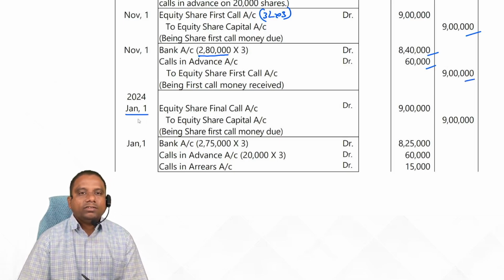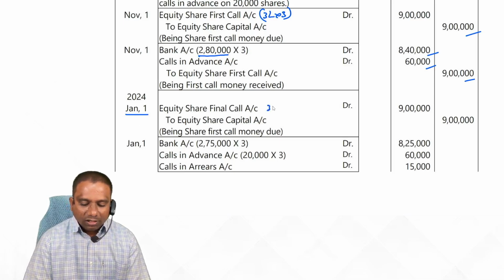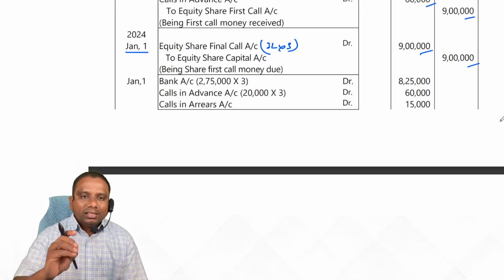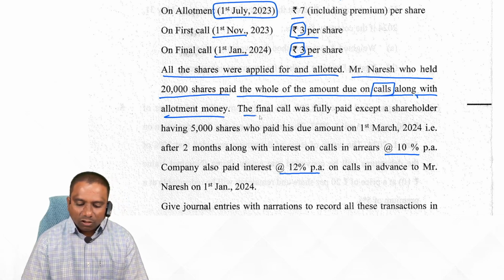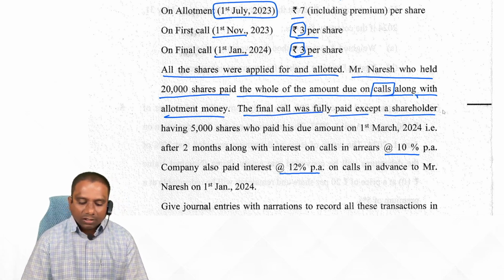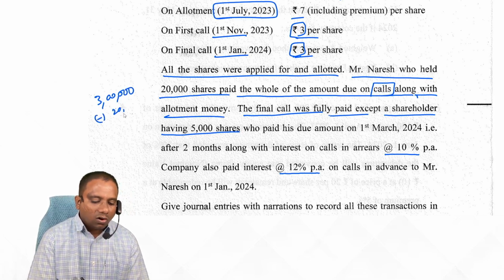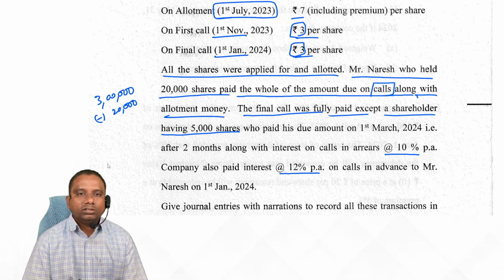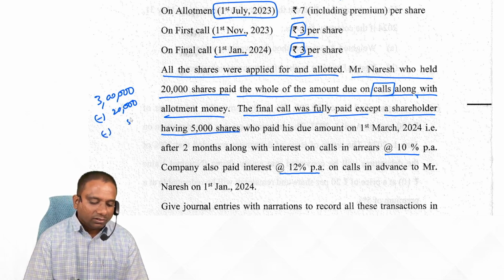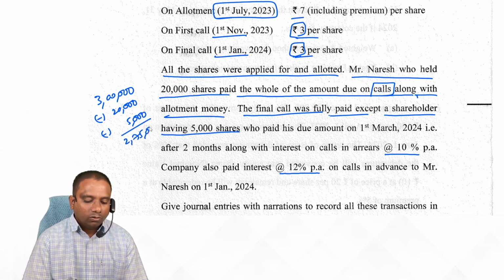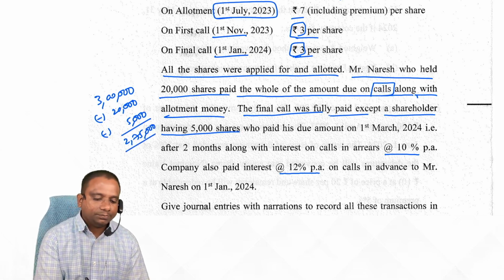Final call is due on January 1st, 2024. So 3 lakh shares into 3 rupees, 9 lakh, and equity share capital 9 lakhs. Now, at the time of final call, they said the final call was fully paid except a shareholder having 5,000 shares. That means total number of shares issued 3 lakhs minus already amount received in advance on 20,000 shares minus amount not received, calls in arrears 5,000 shares, so that we receive amount on 2,75,000 shares.